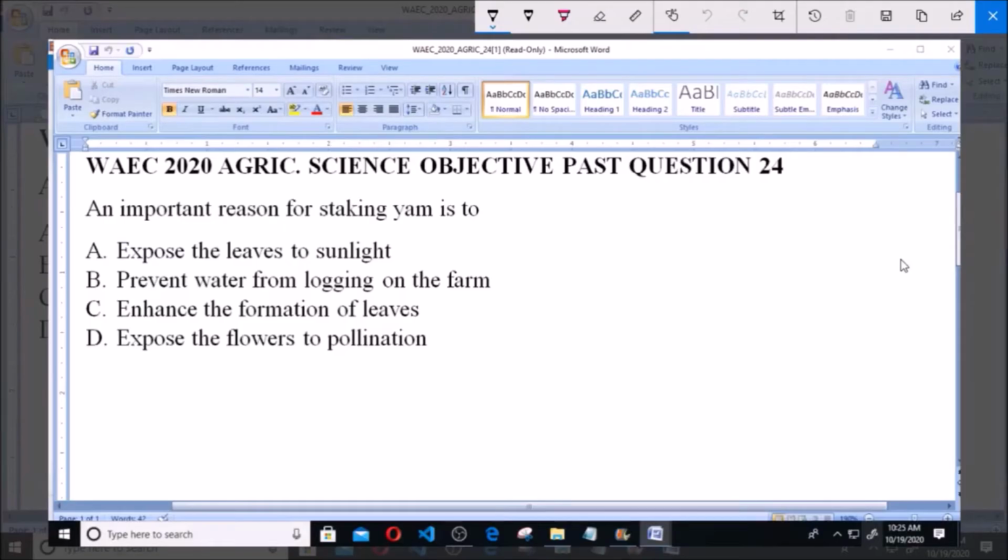An important reason for staking yam is to A. Expose the leaves to sunlight. B. Prevent water from logging on the farm. C. Enhance the formation of leaves. D. Expose the flowers to pollination.